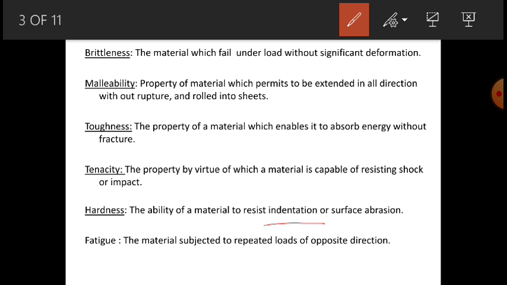Indentation is nothing but if you take a material and try to punch over it, so that there is a marking done over that object. The resistance provided by that body to that mark, that is called indentation, marking done over the body.